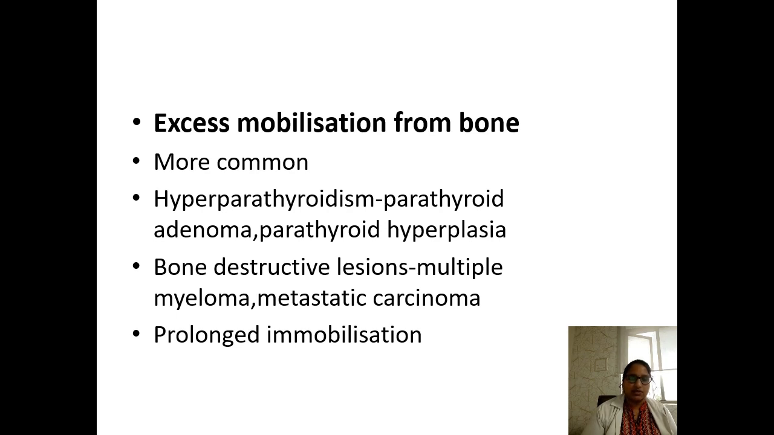The parathormone helps to maintain the levels of calcium either through resorption from the kidney, absorption from the intestine, or resorption from the bone. Through this, the parathormone will try to maintain the calcium levels. When there is hyperparathyroidism, the parathormone will be more, so there will be excess mobilization of calcium from the bone. Also, bone destructive lesions cause excess calcium in the serum, like multiple myeloma where punched out lesions will be seen, and metastasis. In metastasis also there will be hypercalcemia, and prolonged immobilization also causes hypercalcemia.